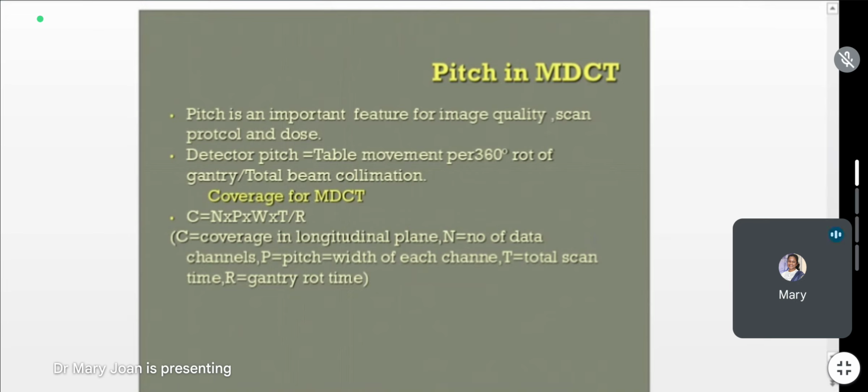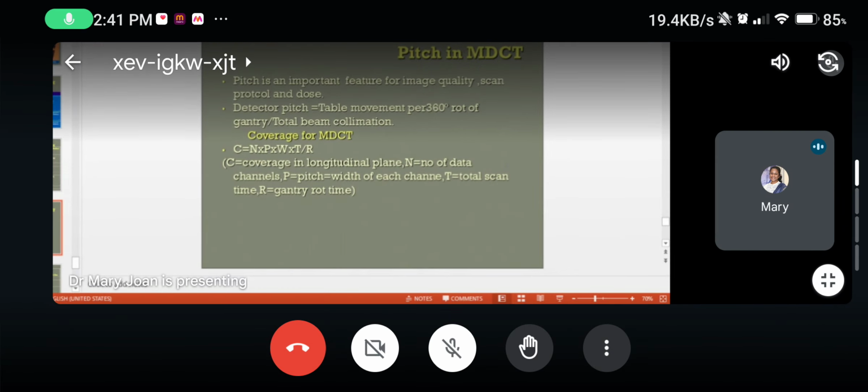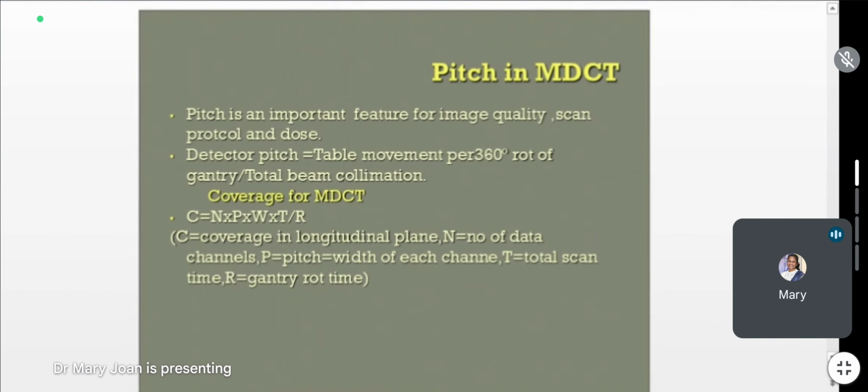We have seen this. It's again a recap, which is an important feature for image quality, scan protocol, and dose. Detector pitch is the table movement per 360-degree rotation of gantry divided by total beam collimation. Coverage for MDCT is the product of all these.